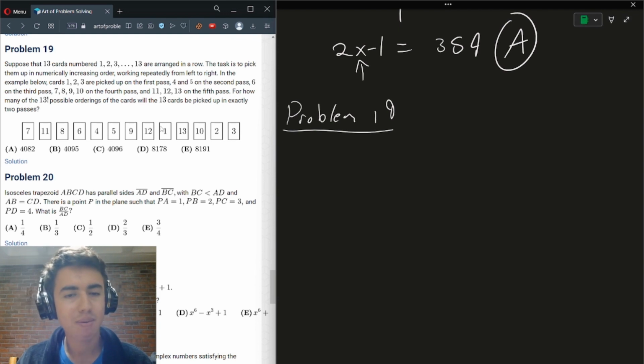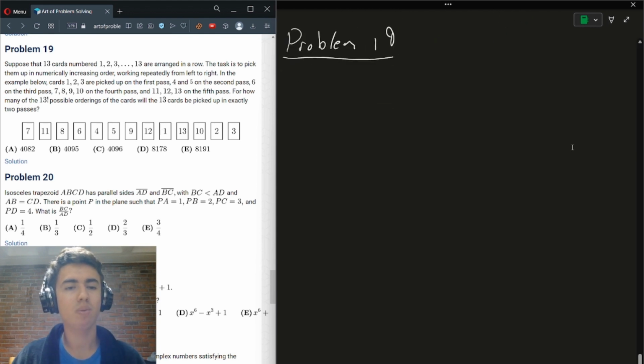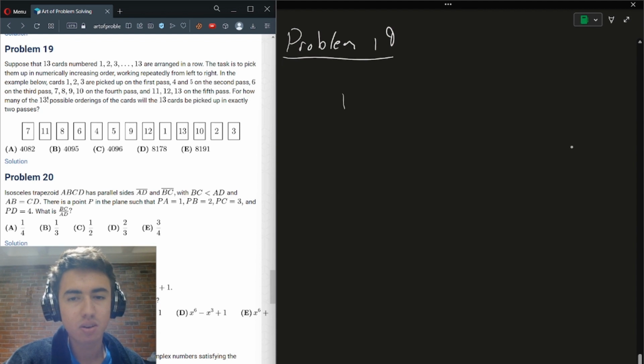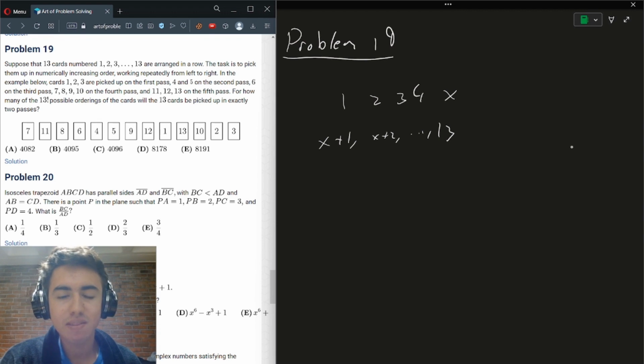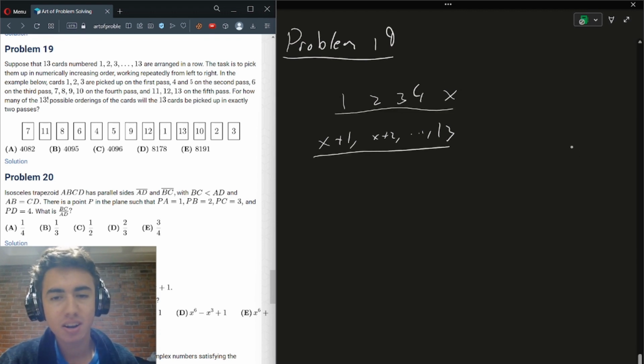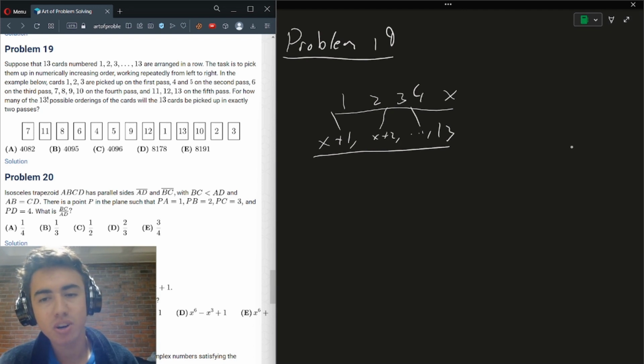So first, let's think about what the condition is for this to happen. In our first pass we will get the numbers 1, 2, 3, 4 up to x, right? Then in our second pass, we need to get all of x plus 1, x plus 2, all the way up to 13, which means neither of these two groups can be out of order. Both groups must be in order. However, we can place them randomly among each other as long as the groups are in order within themselves.